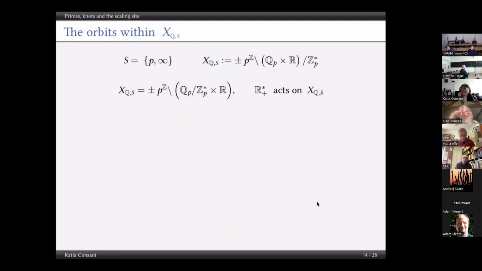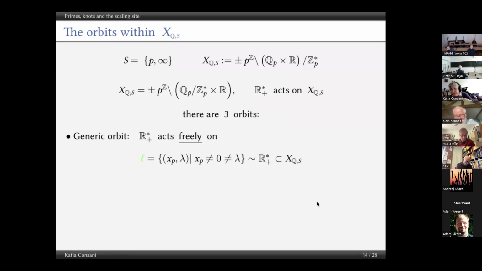Out of the original action of the class group. So the orbits within X_S, first of all, in the very easiest possible case, where S is as small as possible, except perhaps you might say, why not infinity alone? Well, we want to consider the two circle, the two knots. So I will start with this semi-local version with S made by two entries, P and infinity. And so the double quotient is very, very modest, but still good enough. It has a product of Q_P for the non-Archimedean prime and R for the Archimedean prime. And then you quotient by the action of Z_P star and P to the Z, plus or minus P to the Z. So again, this action of R star plus on it.